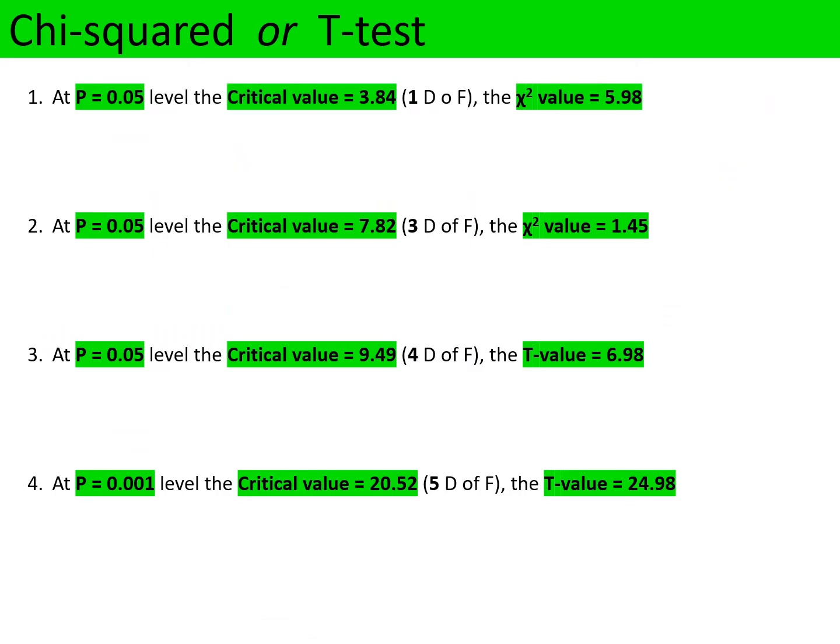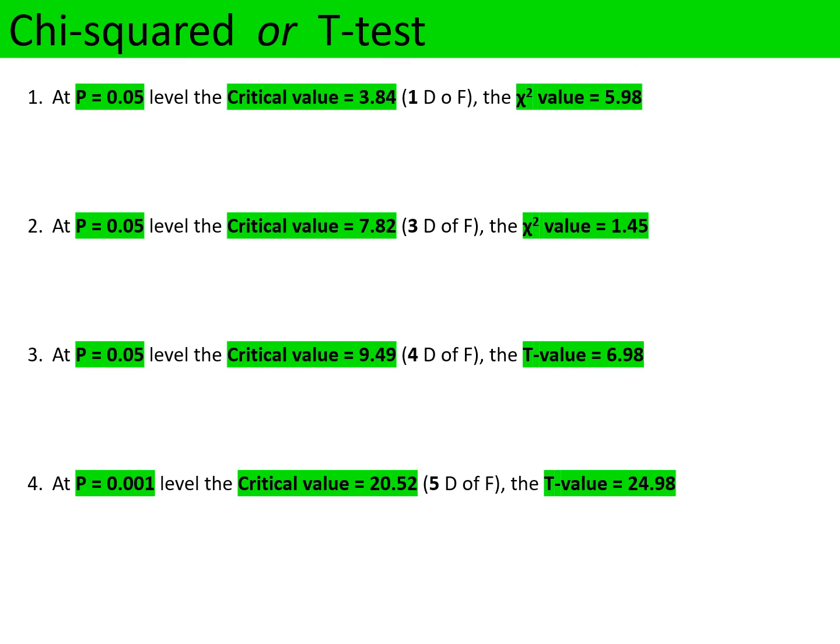So let's have a look at some exam questions using a critical value and comparing that against either a chi-squared value or a t-value, depending on the type of stats test, and see what type of conclusion we can draw. So if you guys want to pause the video and have a quick go at this, if you've got a whiteboard or a notepad, and then just play the video and you can see the answers.